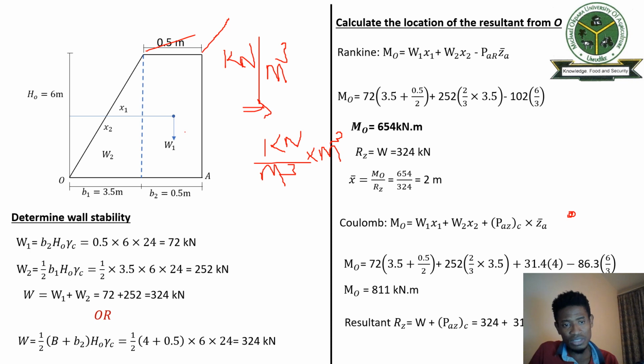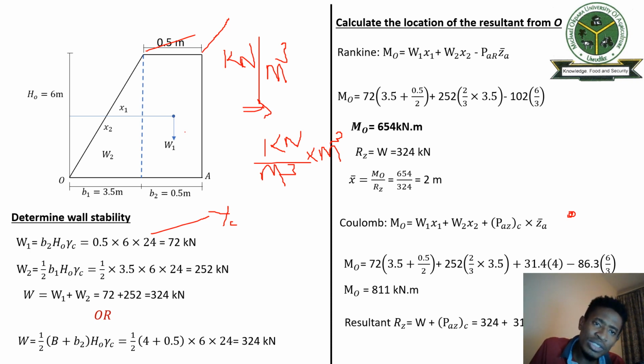So as simple as it is, you know the area, you want to multiply the area, or the volume of the rectangle, which is length times width times breadth. You know the length already, you know the width already. So if you multiply 6, which is the height of the wall, by 0.5, this is for W1, and multiply by this 24, which stands for the unit weight of concrete, which is 24 kilonewton per meter cube, you will get 72 kilonewton.